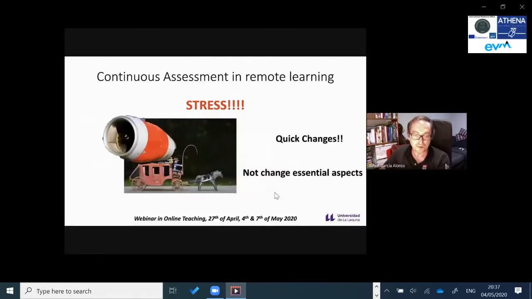So when we move to this kind of teaching, remote learning, if we do it very quickly without any reflection behind that, it's similar to having a stagecoach with a turbine on it. So it doesn't have any sense. So we have to reflect about what we want them to do, how they are going to learn, and how we are going to make sure that they have learned. So in this point, we are going to talk about exams, and we are going to focus on that.